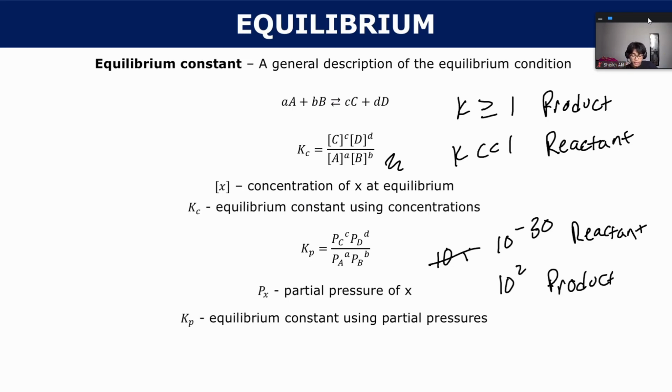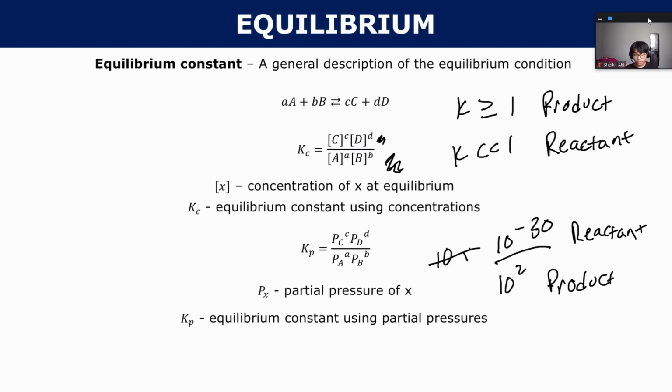And this mathematical expression represents why, because if you have a super positive number, then that means that this value in the numerator, the value of your products, is going to be a lot greater than the value of your reactants. And similarly, if the numbers in the numerator are a lot smaller than the numbers in the denominator, then you're going to get a really small number, and that's going to be super reactant favored.